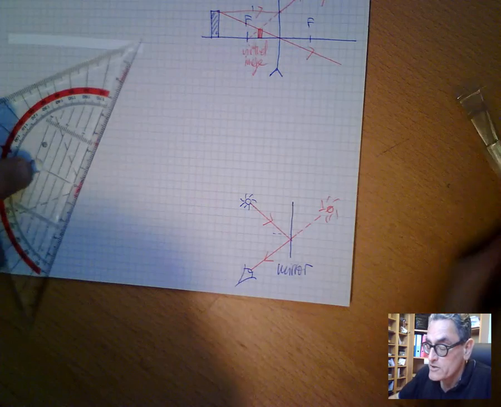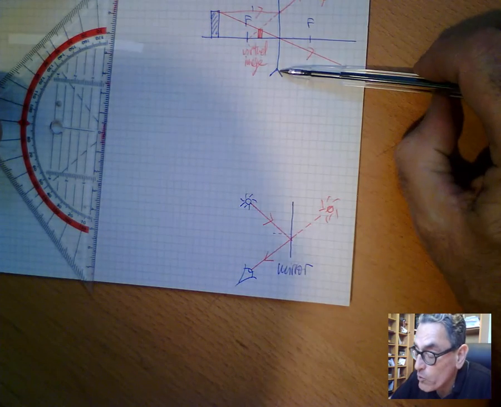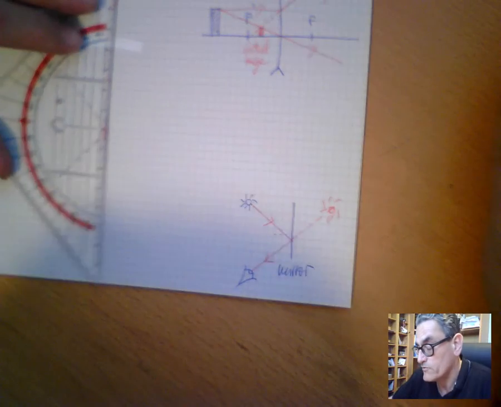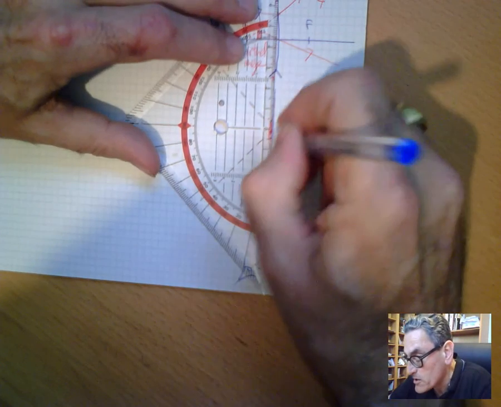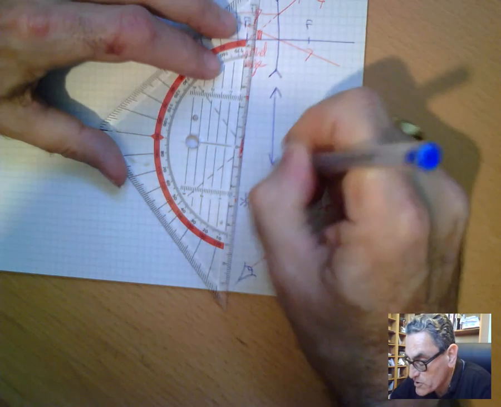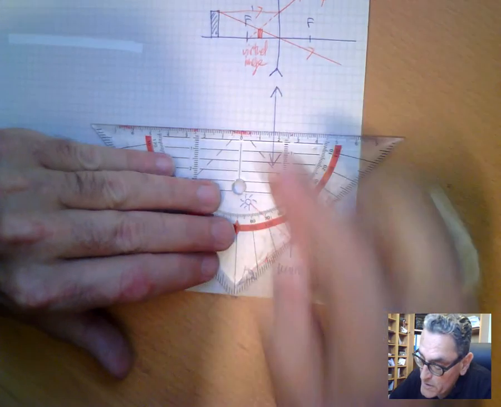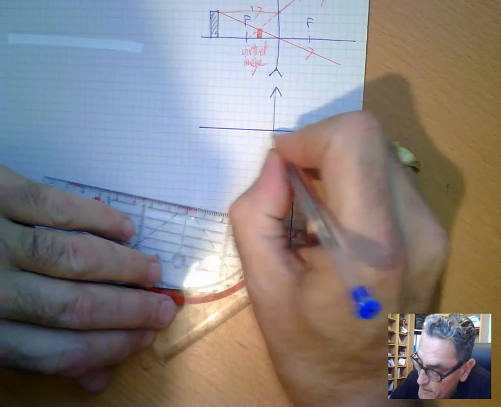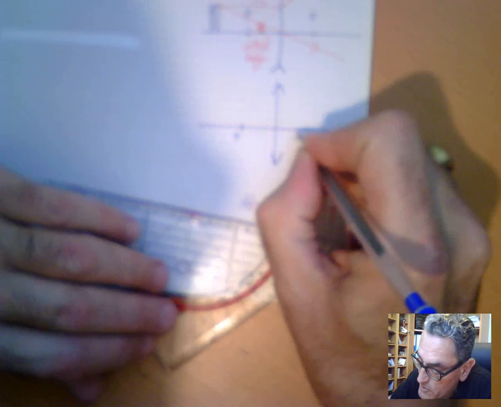Okay. So this is the situation in which the image is always virtual with the divergent lens, and with the convergent lens there is one situation in which you get virtual images. It is the situation when the object is between the focal point and the lens.